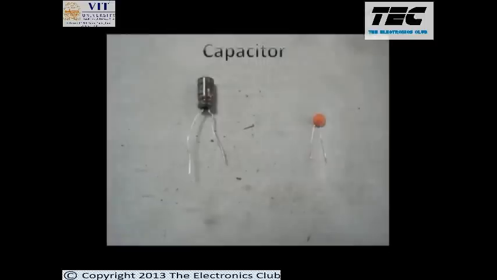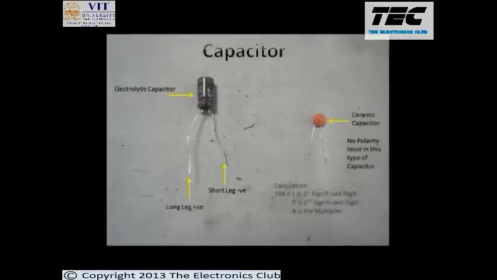Now we will see how to determine different terminals of a capacitor. This is an electrolytic capacitor in which the long leg is the positive terminal while the shorter leg is the negative terminal. This is a ceramic capacitor and it has no polarity issue.